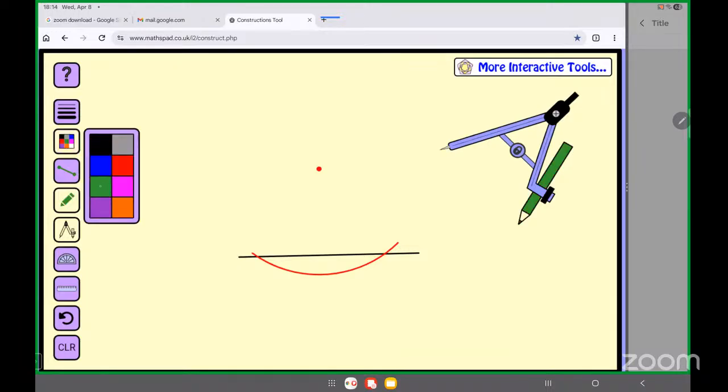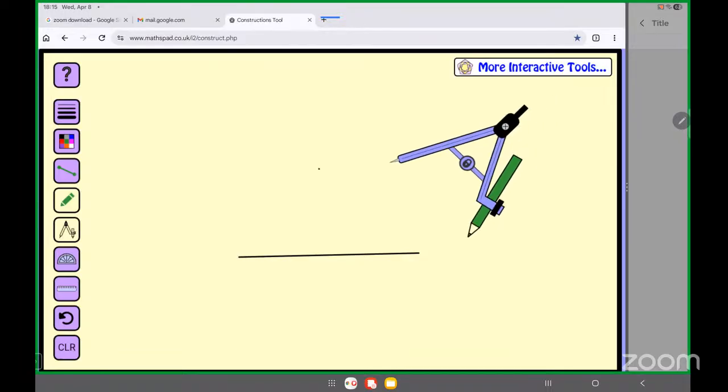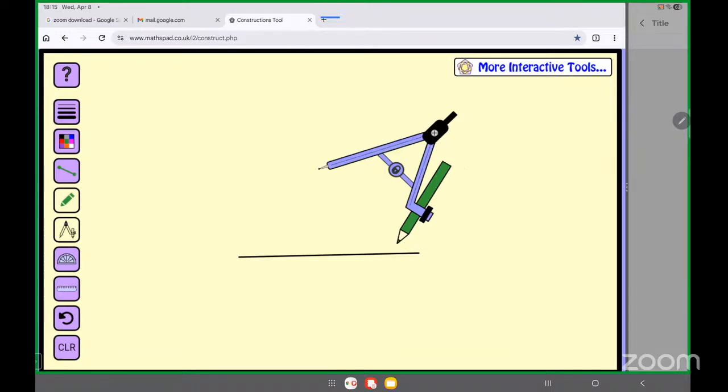What I've done there really is I have simulated the formation of an isosceles triangle for this length, and this length is the same. Start over. Let's start over. Sometimes I undo the wrong thing.